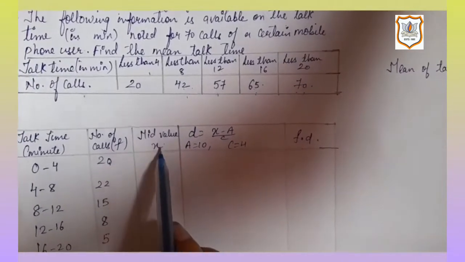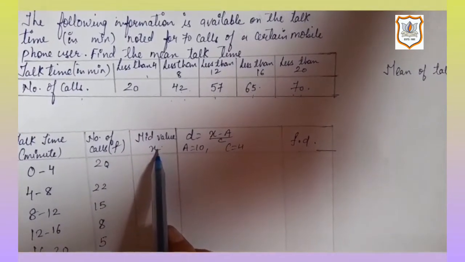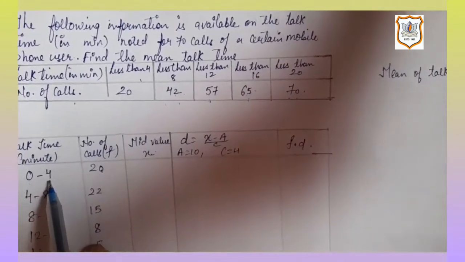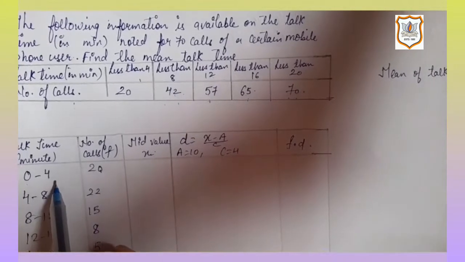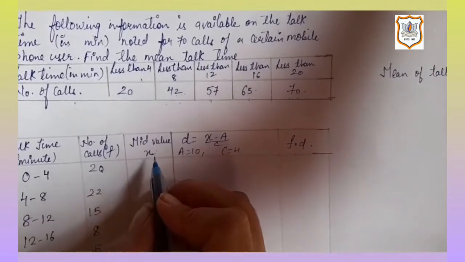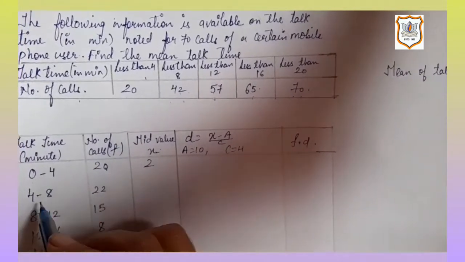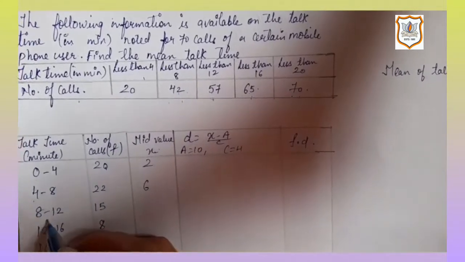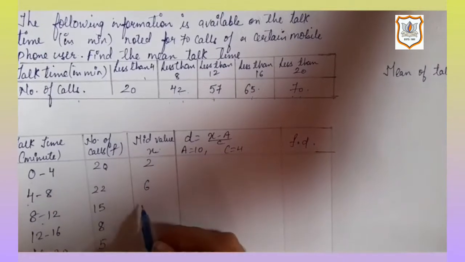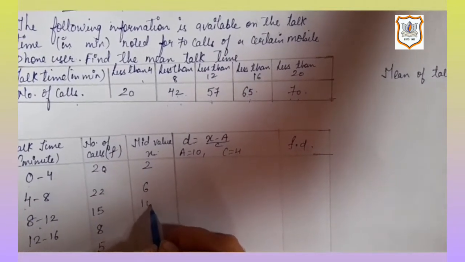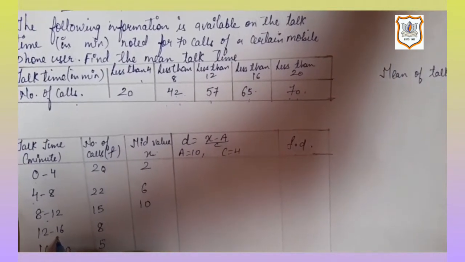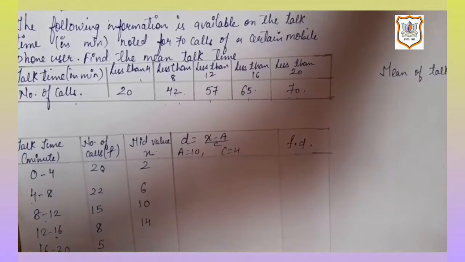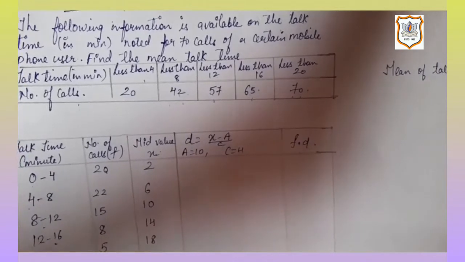Now we are going to find the mid value. How to find the mid value? Lower boundary point plus upper boundary point divided by 2. So 0 plus 4 divided by 2 gives you 2. 4 plus 8 divided by 2 gives you 6. 8 plus 12 divided by 2 gives you 10. 12 plus 16 divided by 2, that is 14. And 16 plus 20 divided by 2, that is 18.